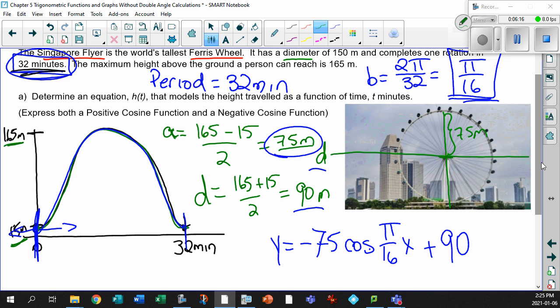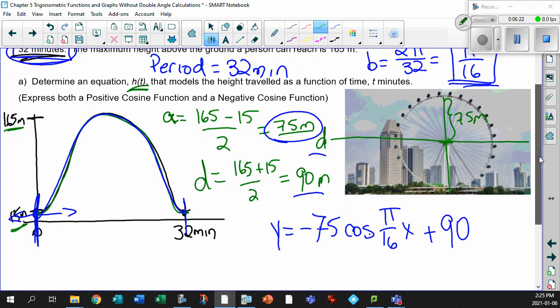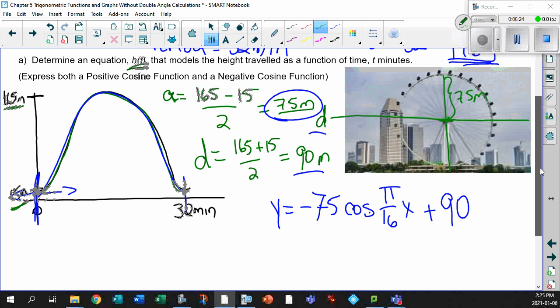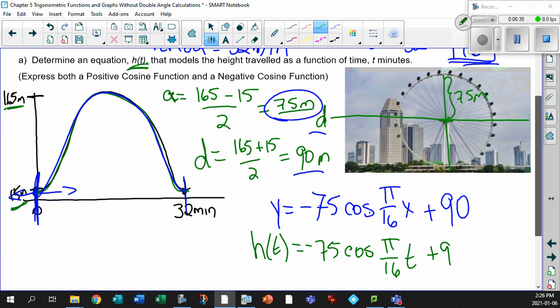But if you read the question, it says equation h of t. Remember, you have to deal with this as an h of t, height as a function of time. So that's easy. Just change everything around. 75 cos, that's pi over 16, this is now time, plus 90. Oh, that's easy peasy. But it also says I don't want this as a negative cosine. I also want this expressed as a positive cosine.